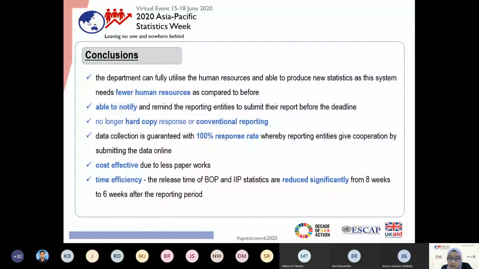And this can make it cost effective due to less paperwork and can give time efficiency, because the release time of BOP and IP statistics can be reduced from 8 weeks to 6 weeks after the reporting period.